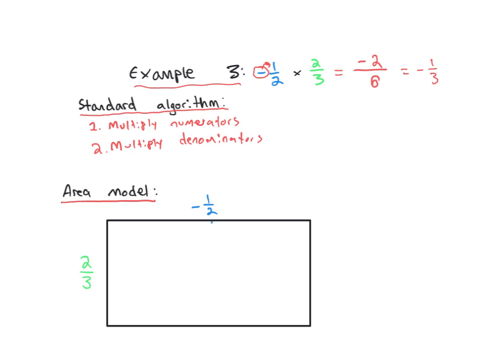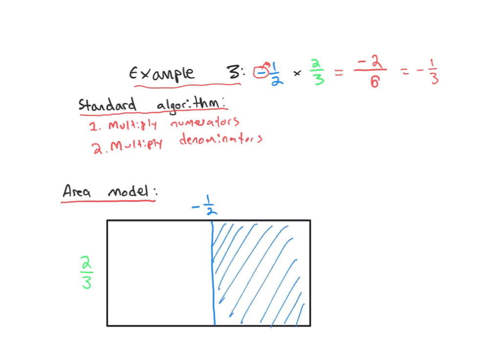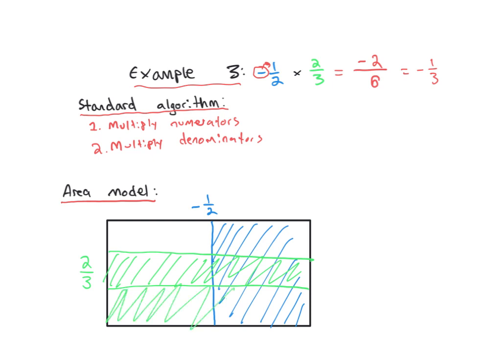All right, so for -1/2, let's imagine our rectangle is a whole thing. And so I'm just going to split it in half. And we are only using one of those things. So there is half of our rectangle. Now for our 2/3, we're going to split our rectangle into thirds. And we will be using 2 of those thirds. There we go.